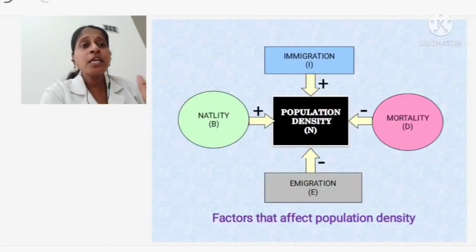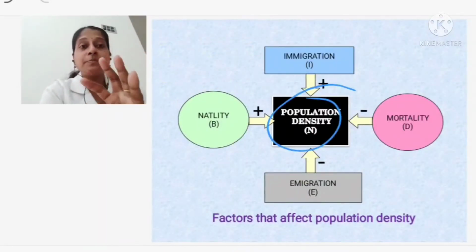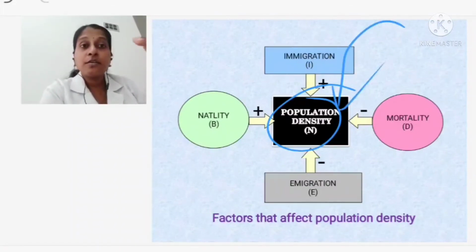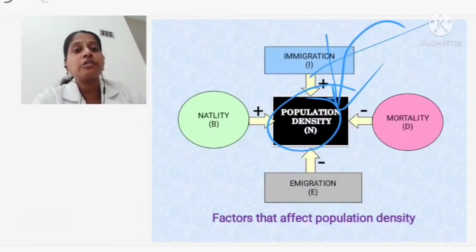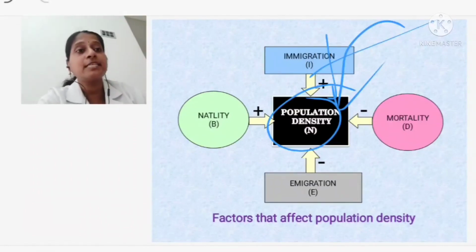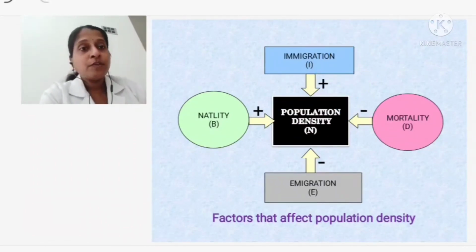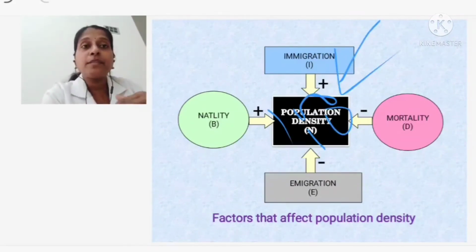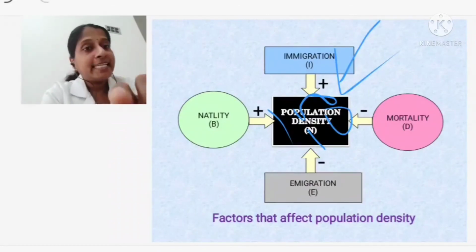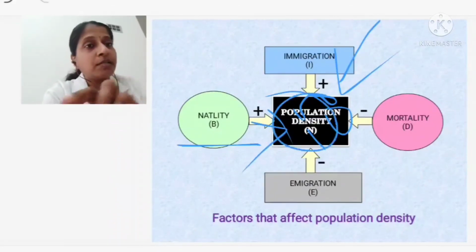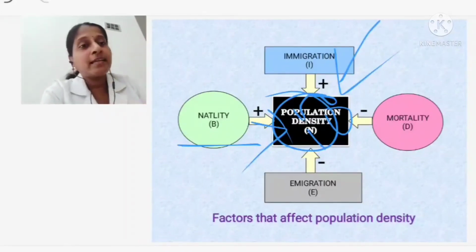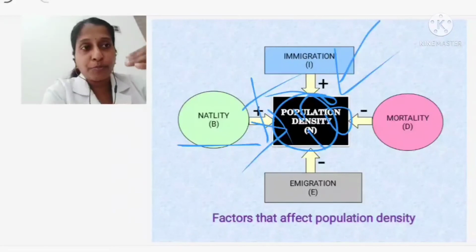Okay. Now this population density will depend on these factors. If someone is moving into a population, it is designated as plus. Plus means there is an increase in the population. So here 100 were there already, so 10 of them are coming in, then automatically what will happen? The population will increase. Natality: again, if there is a birth in this population, some newborns are there more, then again it will be plus. It will be increasing the population.